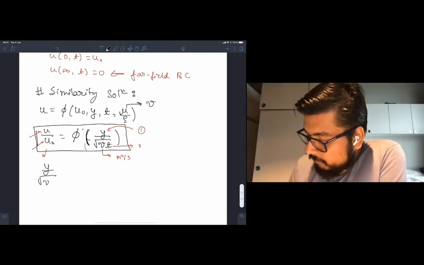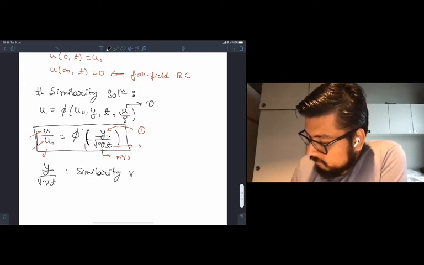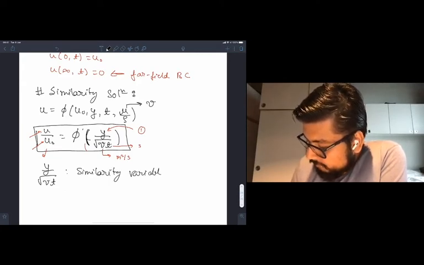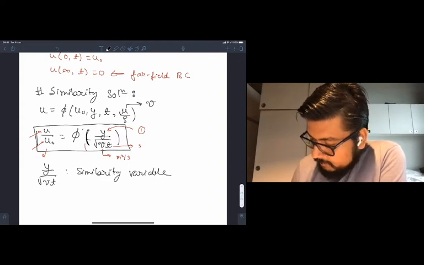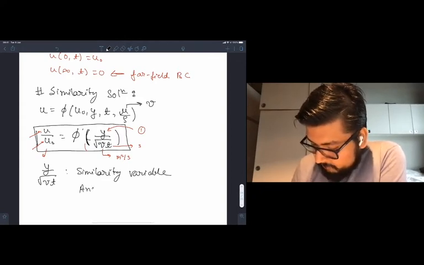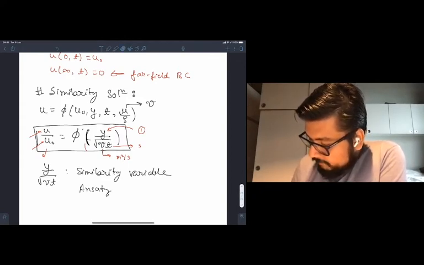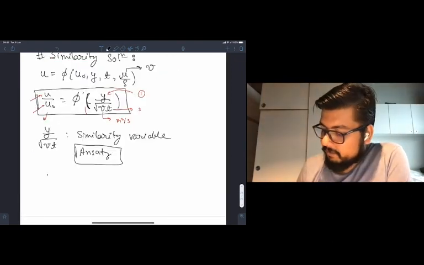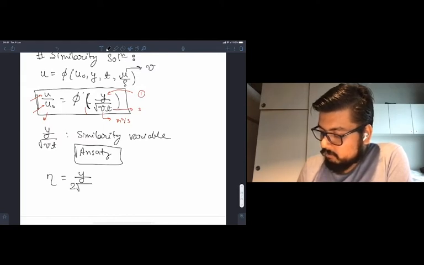y upon square root nu t is referred to as a similarity variable, and sometimes it is also called an ansatz. Now let us define another variable eta, which is y upon 2 times square root nu t.